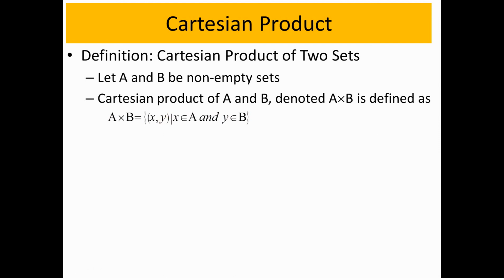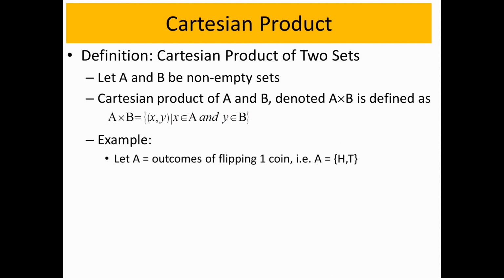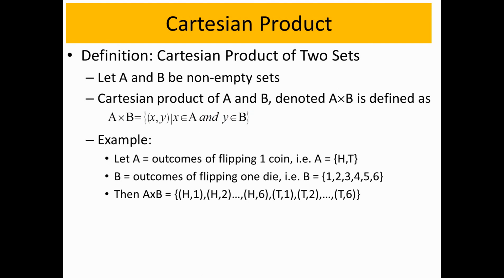And we'll do a really quick example. We use these a lot in analysis. We use it in probability theory. Suppose, for example, we let A be the outcomes from flipping one coin. So A is the set of heads and tails, right? And B will be the outcomes from tossing one die. So B is the set of natural numbers 1 through 6. And if we look at the Cartesian product of A and B, we can see that it's going to be heads 1, heads 2, all the way up to heads 6, then tails 1, tails 2, all the way up to tails 6. Okay?